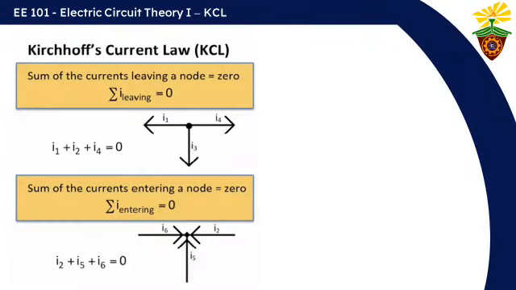Similarly, if I play the same sort of game and I reverse directions on all of my arrows and negate all of my currents, I get another form of the KCL, which is the sum of the currents entering a node is equal to 0. So, it's shown right here. Anytime, I can use any of these 3 versions of it, and it depends on how my circuit looks to determine which one I want to use.